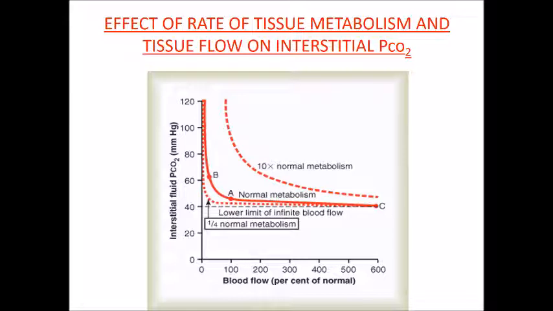Now there are two dotted curves. The lower dotted curve is during 1/4 of the normal metabolism. So when metabolism is 1/4 of the normal, then obviously less amount of carbon dioxide will be produced. So PCO2 level will decrease. Conversely, the upper dotted curve is showing 10 times the normal metabolism. So whenever the metabolism is fast, CO2 production will be more, and therefore the PCO2 level is more.